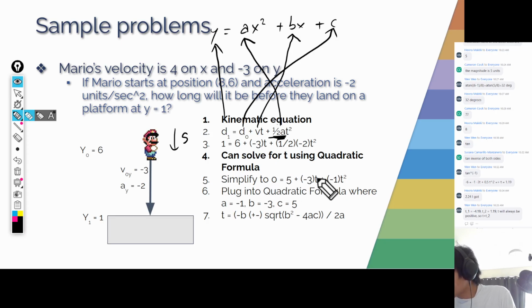We're simplifying it. Okay, so we plug in our velocity. Our initial velocity was -3 on y, so we plugged in our initial velocity here. And then our acceleration value was -2 units a second squared. Because the kinematic equation halves our acceleration value, we have to do half acceleration, so that's what we actually end up putting right next to t squared. Okay, so we plug that into the quadratic formula. Remember, this is A, this is B, and this is C. It's kind of backwards.